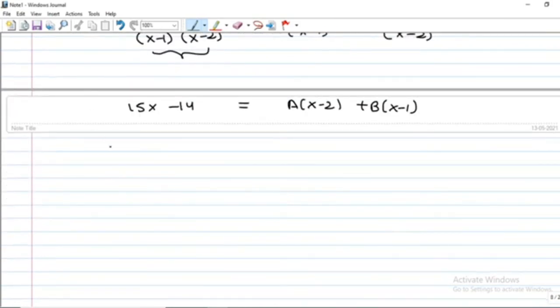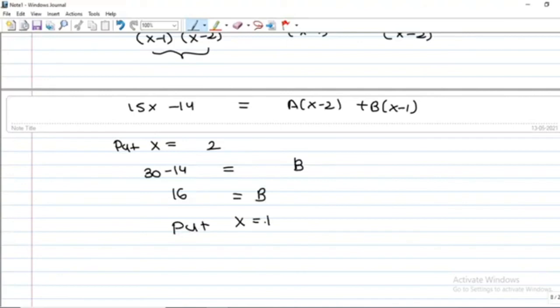Finally, what will we do? Put x equals to 2. What do we get? 30 minus 14 should be equal to, this should become 0, and here we will be left with 2 minus 1, so here it will be only B, and here it will be 16, so we got the B value, which is 16. Now put x equals to 1. If I put x equals to 1, we will be left with 15 minus 14 equals minus A, and therefore A equals minus 1.